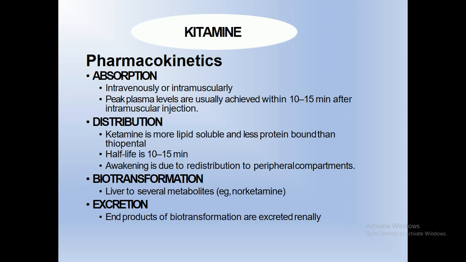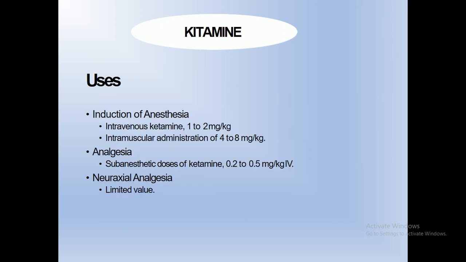Its biotransformation occurs in the liver to several metabolites, such as norketamine. The end products of biotransformation are excreted renally. The clinical uses of ketamine: it causes induction of anesthesia. Intravenous ketamine is given at 1 to 2 milligram per kg body weight. Intramuscularly, it is almost 4 to 8 milligram per kg body weight.